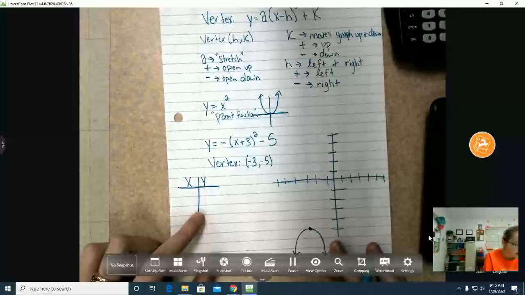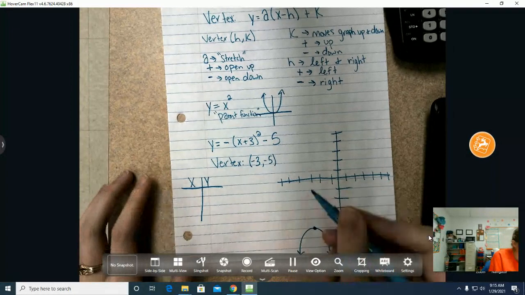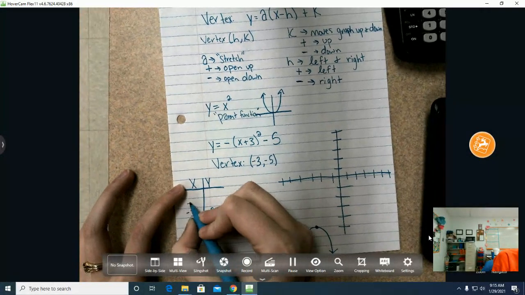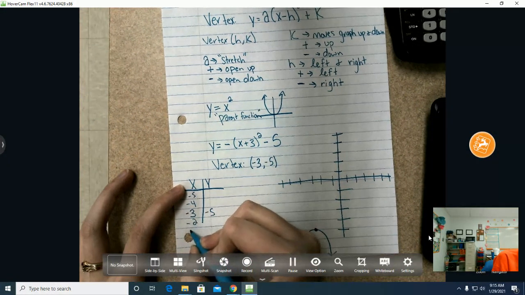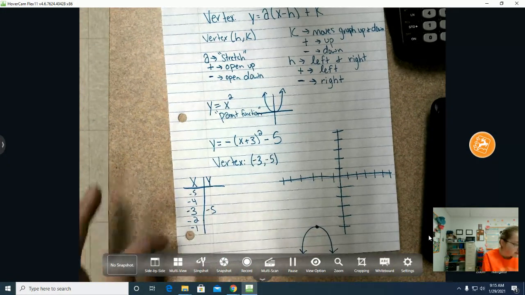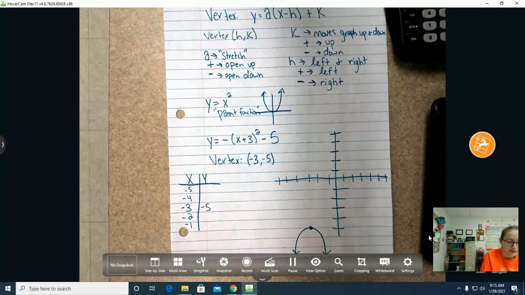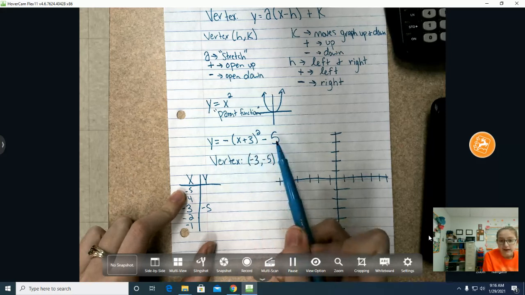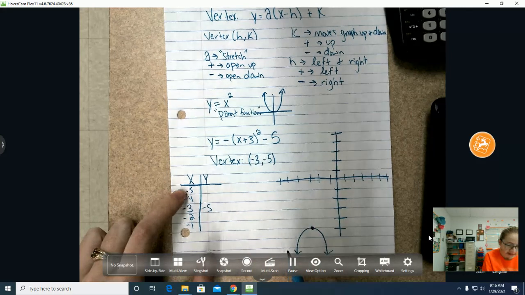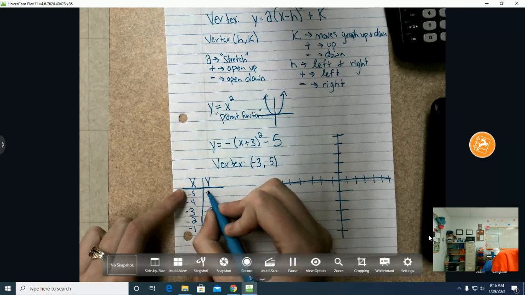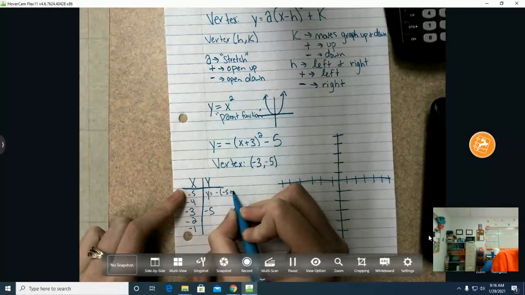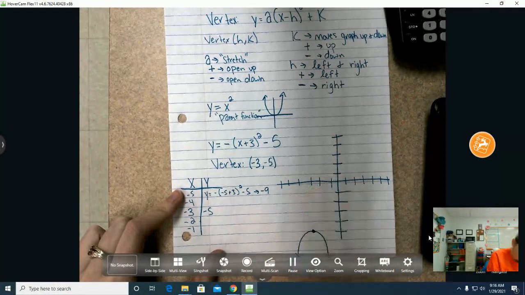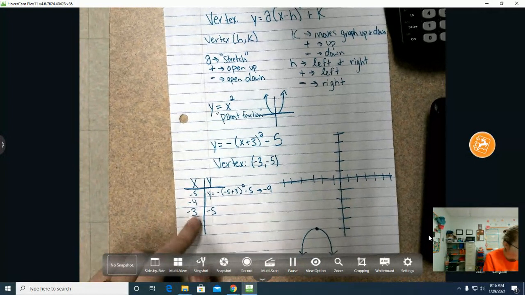But if we wanted to know some points on the graph, remember when we did absolute value, I always said to put your vertex in the middle, and then I would do negative 5, negative 4, negative 2, and negative 1. I think you all know how to do this by now, but just as a refresher, if I have an x value and I have an equation, I can plug in my x value, simplify, and solve for y. So if I plug in negative 5, that's going to give me y equals negative 5 plus 3 squared minus 5, which is going to give me negative 9. And I'm going to do the same thing for negative 4, negative 2, and negative 1.